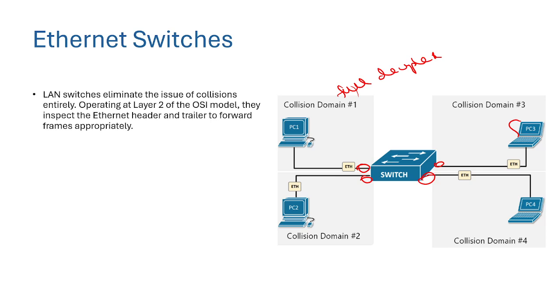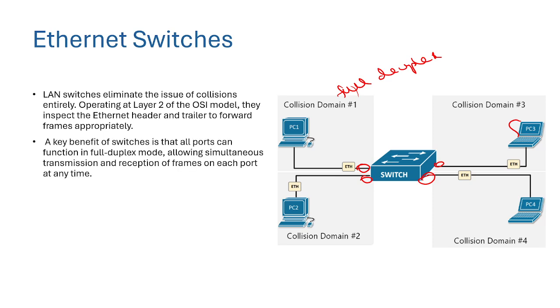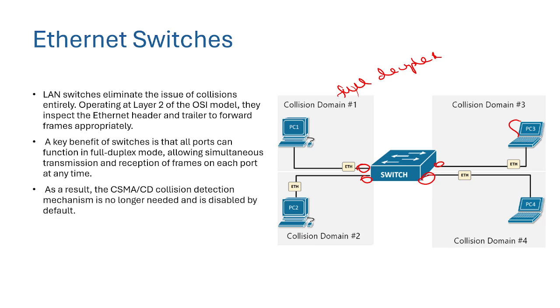So LAN switches eliminate the issue of collision entirely, operating at layer 2 of the OSI model. The hub we discussed operates at layer 1, and switches operate at layer 2. They inspect the Ethernet header and trailer to forward frames appropriately. A key benefit of switches is that all the ports can function in full duplex mode, allowing simultaneous transmission and reception of frames on each port at any time. As a result, the CSMA/CD collision detection mechanism is no longer needed in switches, so it is disabled by default.